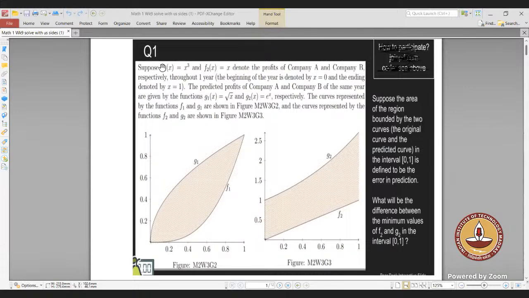I got only 6 answers. Everyone got this question, right? So the question is asking the difference between the minimum value of f2 and g2. To solve this question, you can take this approach. Find the minimum value of f2 in the interval 0 to 1 and find the minimum value of g2 in the interval 0 to 1, and then find the difference between those two. So that would be the correct answer. Okay.